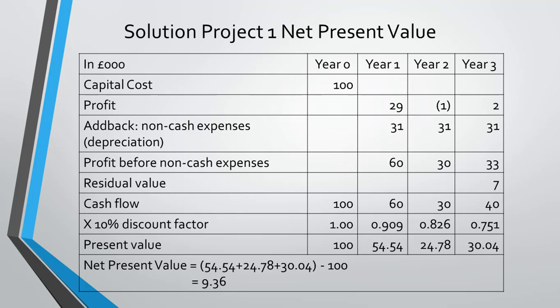So 60,000, you have 54,540 for present value. So 60 multiplied by 0.909, you have 54,540. Same thing, 30,000 multiplied by the present value factor at 10%, 0.826, so you have 24,780. And for year 3, you have 40,000 multiplied by the 10% present value factor, 0.751, so you have 30,040 pounds.